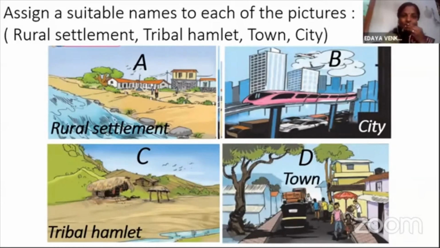Do you all enjoy finding the names of the pictures? Yes, exactly, miss. Okay, now we are very clear about these four settlements: rural settlement, city, tribal hamlet, and town. Now, why do these things keep on progressing? Why don't people stop in a single settlement? Why are these things changed? So we will learn ahead.